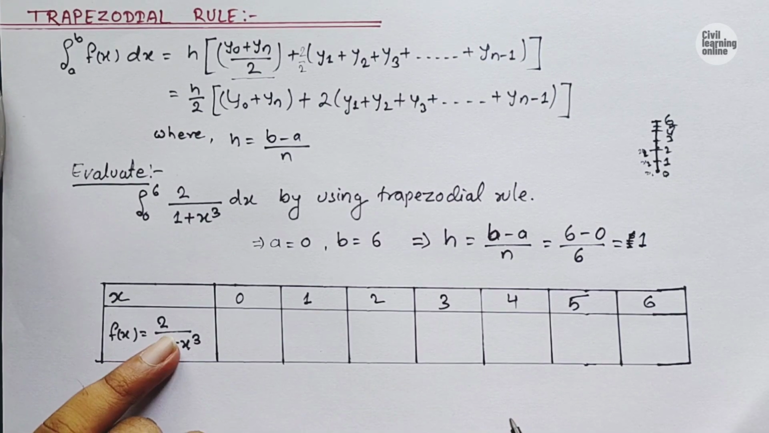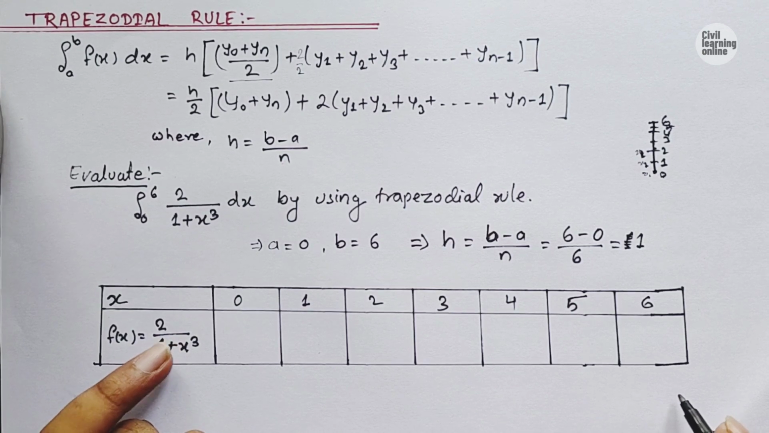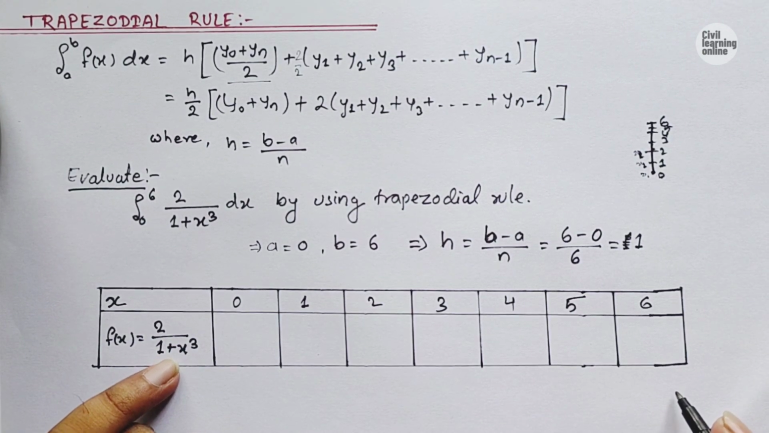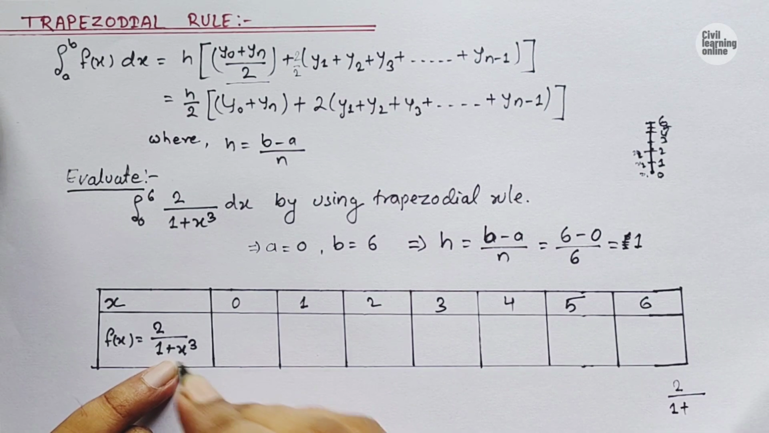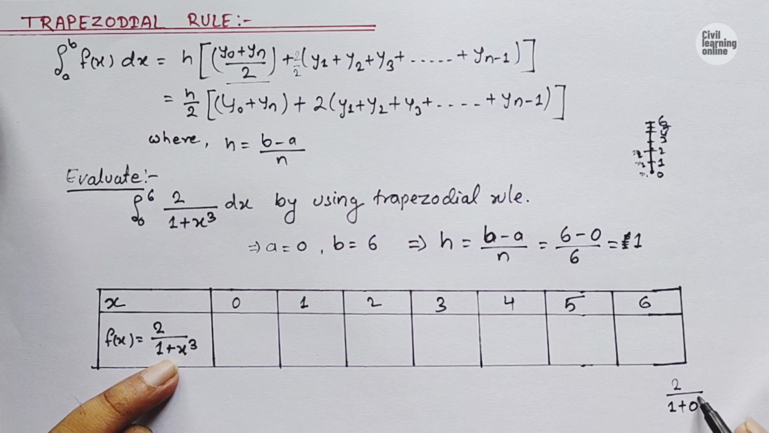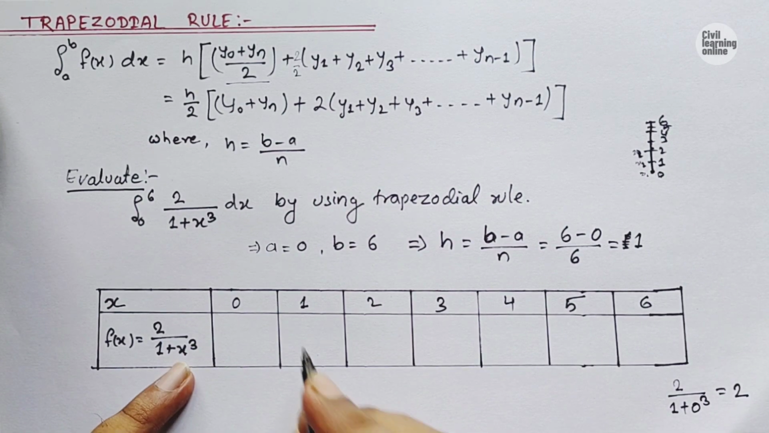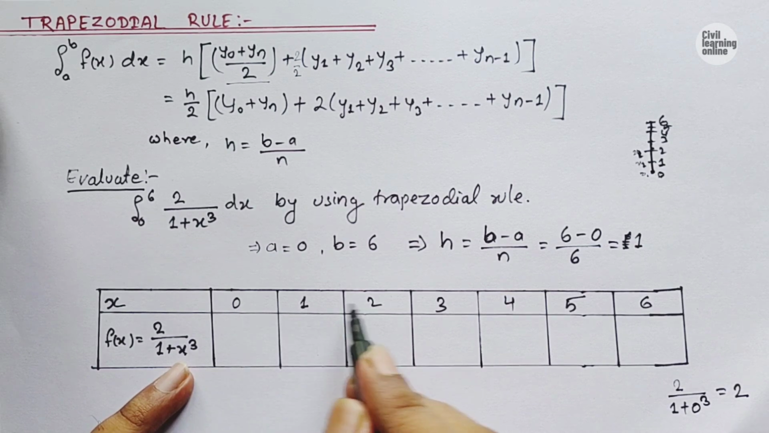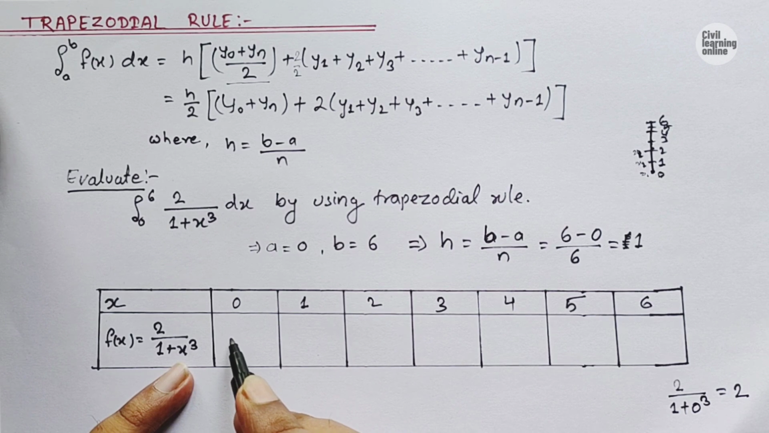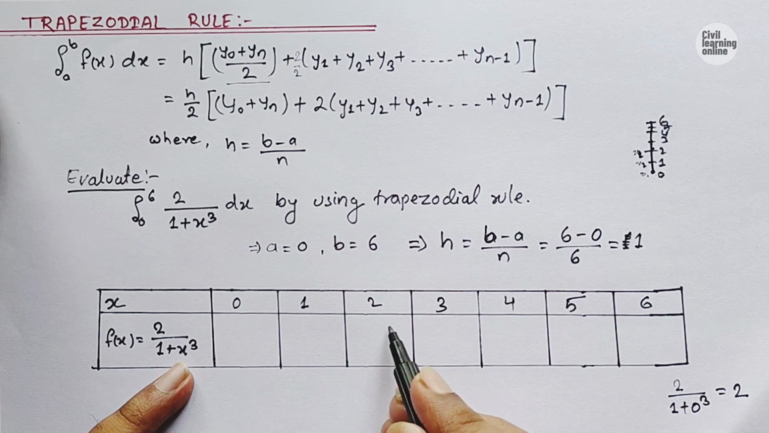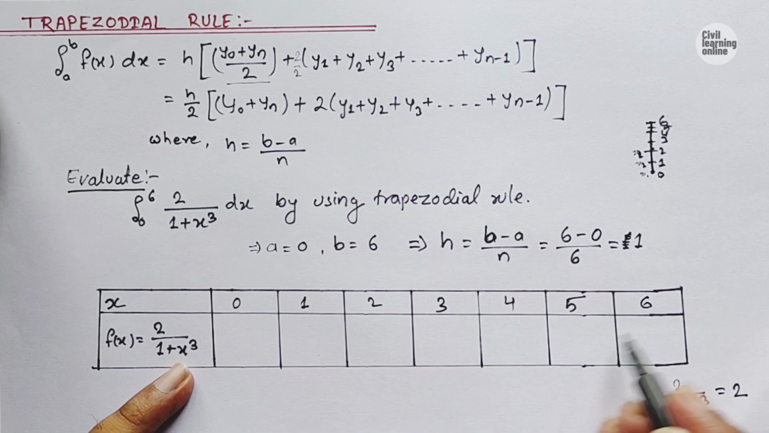So how can we do this? Simply see here, we have 2 upon 1 plus x cube. So 2 upon 1 plus, and in place of x we will put 0, which is going to be our x naught, 0 to the power 3. So here we will have 2. Similarly, this is our x naught, x1, x2, x3, x4, x5, x6, and similarly we will have these values as y naught, y1, y2, y3, y4, y5, y6.